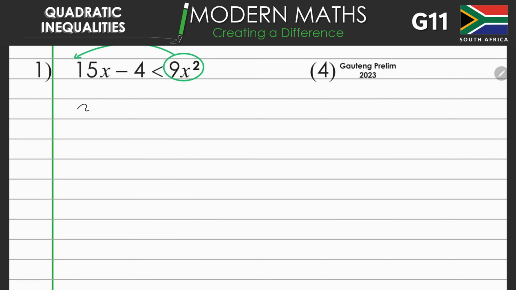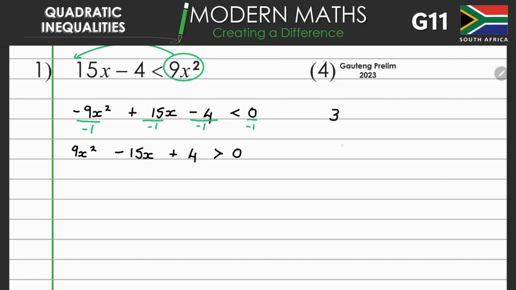Standard form. So let's get that 9x squared over. It changes into negative 9x squared when you move it over. Nothing else changes. Now I want to start factorizing. To do that, the number in front of x squared needs to be positive. So I divide everything by -1. And then just remember the rule, your inequality changes direction.